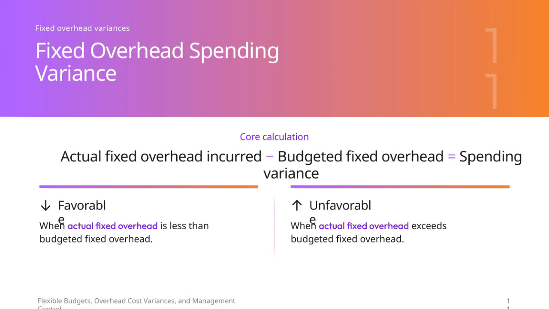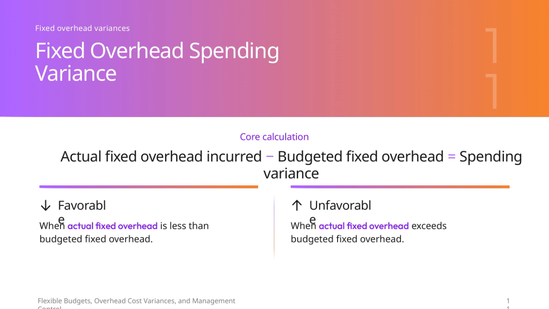Now, let's talk about fixed overhead variances, focusing specifically on the fixed overhead spending variance. This variance is calculated by taking the actual fixed overhead costs incurred and subtracting the budgeted fixed overhead. This difference tells us whether we spent more or less than we planned. If the actual fixed overhead is less than what we budgeted, we call this a favorable variance because it means we saved money. On the other hand, if the actual fixed overhead exceeds the budgeted amount, it's an unfavorable variance, indicating higher costs than expected.